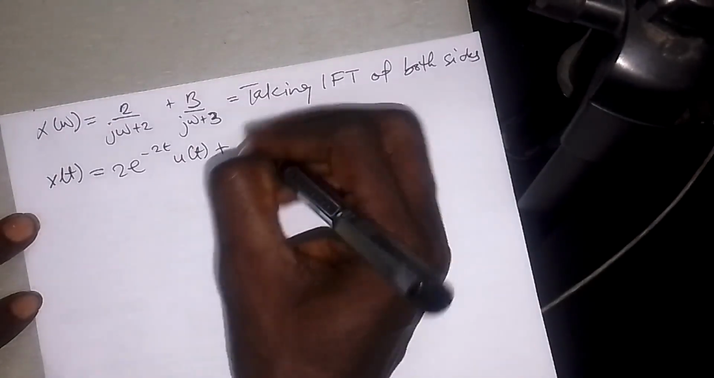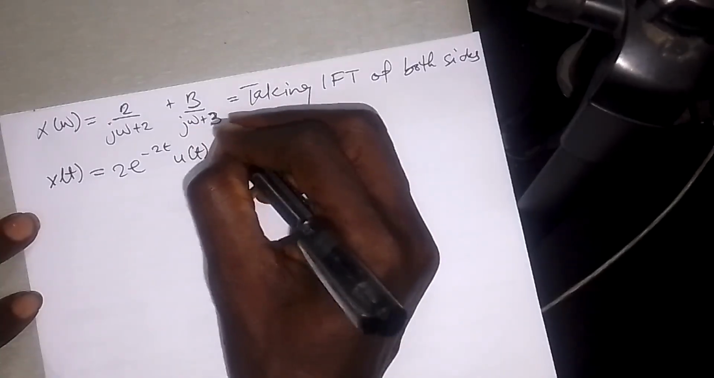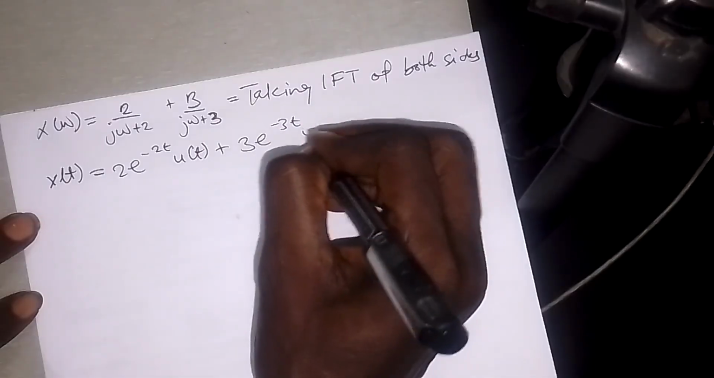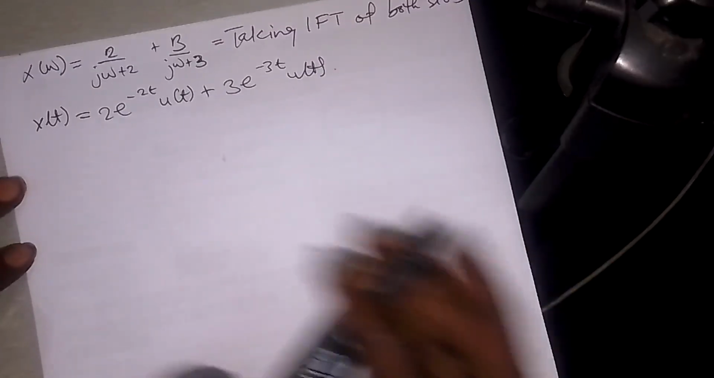plus 3, this 3, e to the minus 3t into u of t. So that is my answer. Now let's go to the second one.